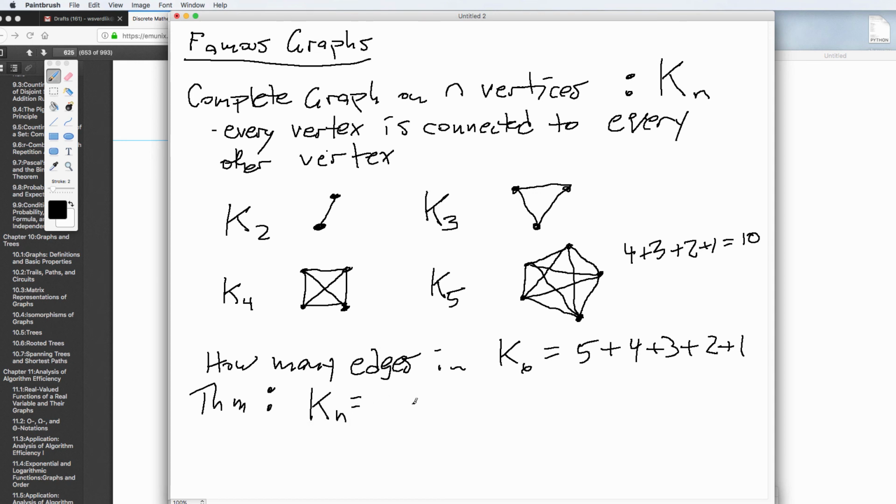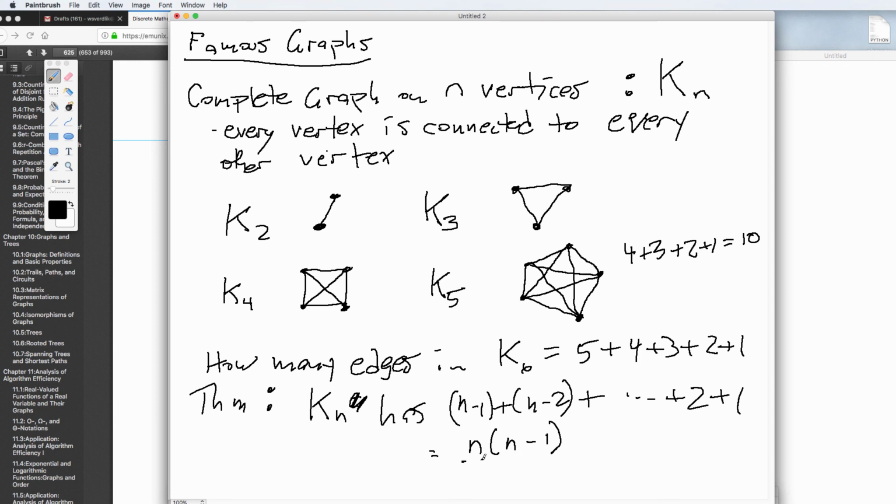Kn has n minus 1 plus n minus 2 plus ... plus 2 plus 1 edges, and we should have a formula for this, and we do have a formula for that, and it's n times n minus 1 over 2 edges. And yes, that is a very good fact for you all to know.